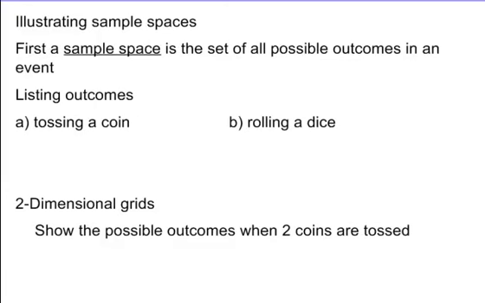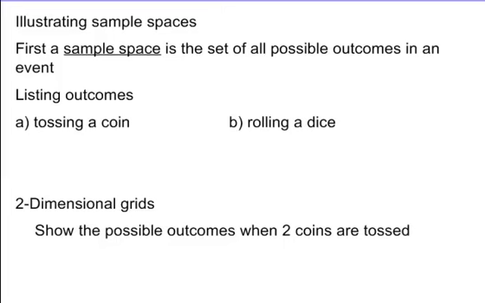Now, what is a sample space? Well, a sample space is a set of all possible outcomes in an event. So when we're talking about an event, we're talking about tossing a coin or rolling a dice or picking marbles out of a bag. You know, something that's going to be controlled where we're going to know what our possible outcomes could be.